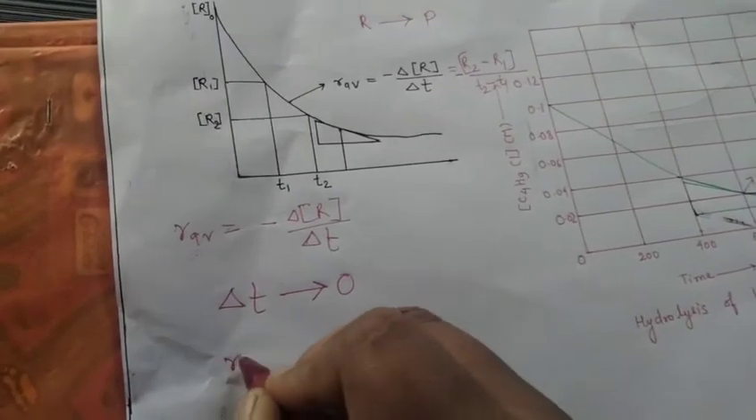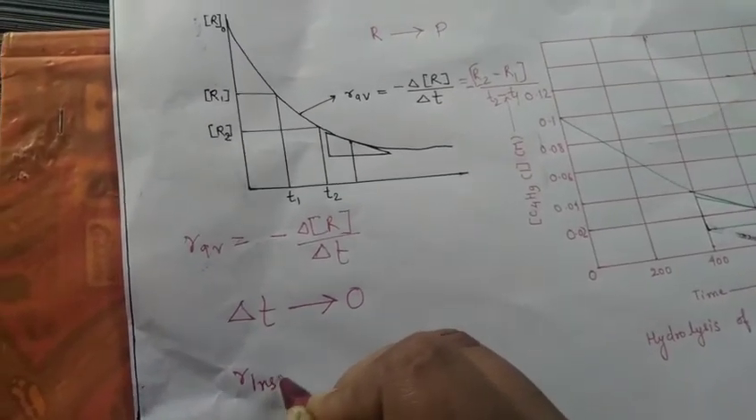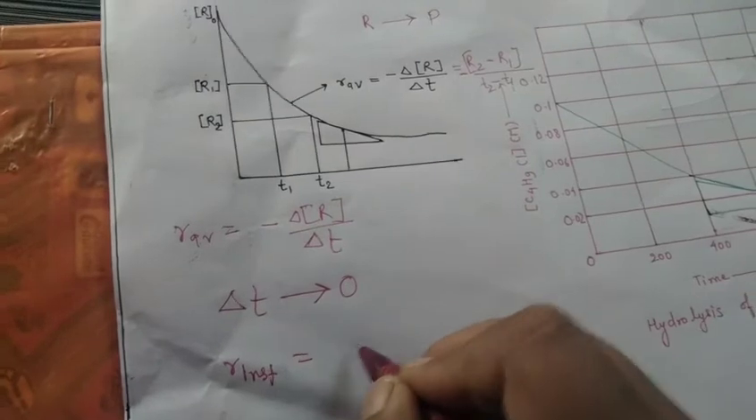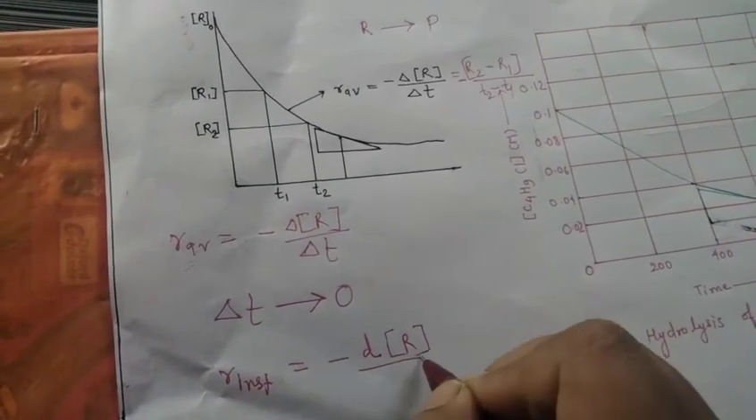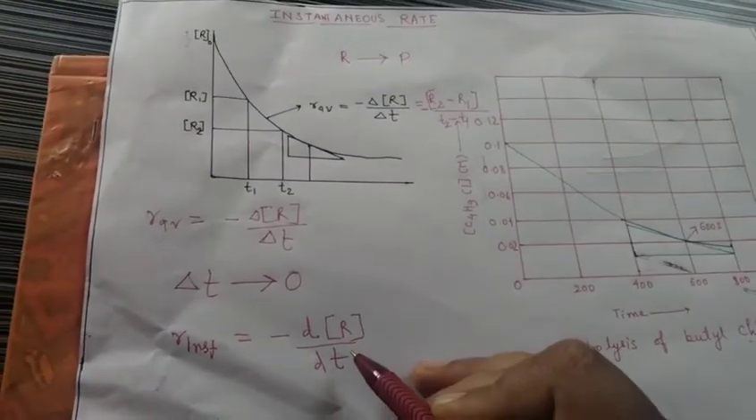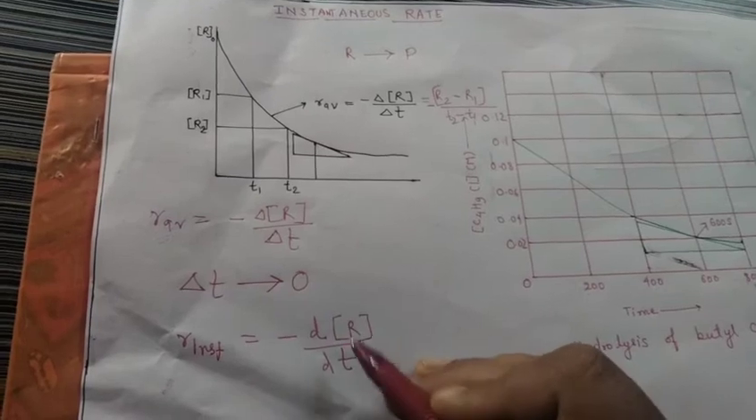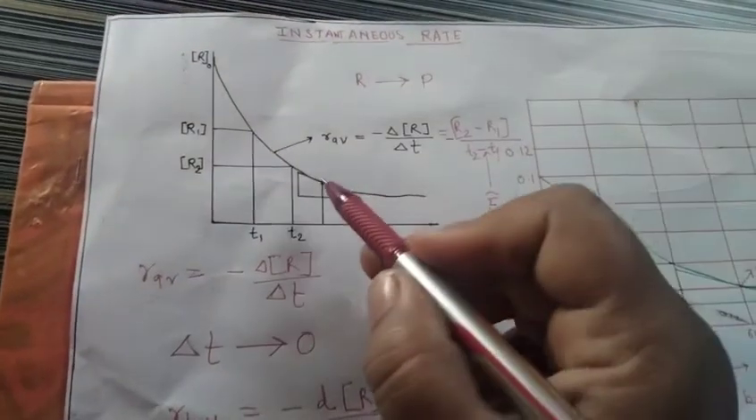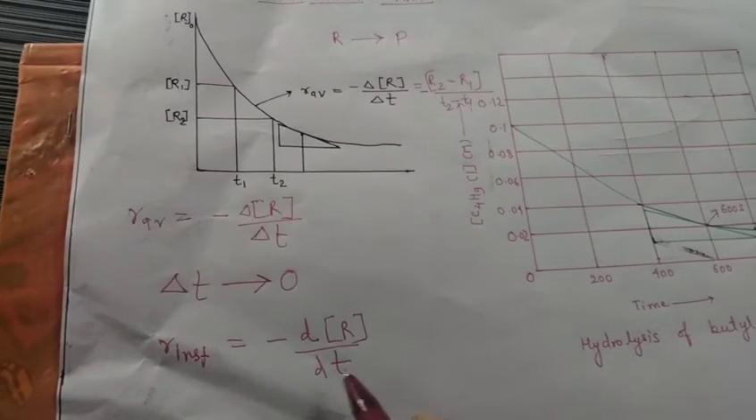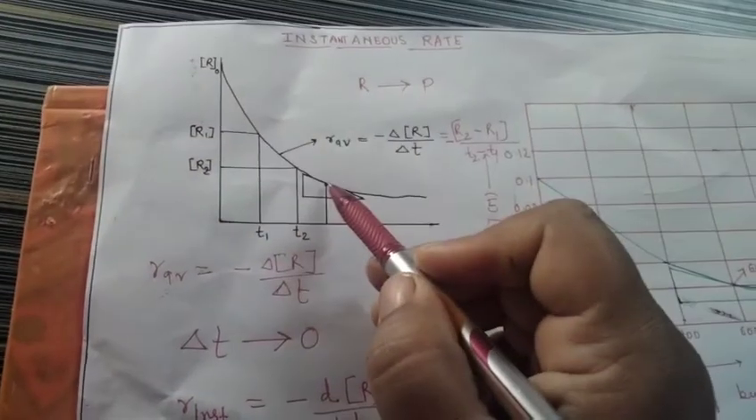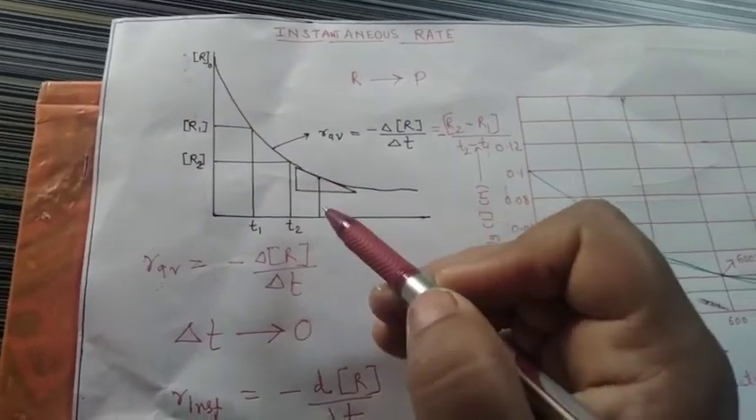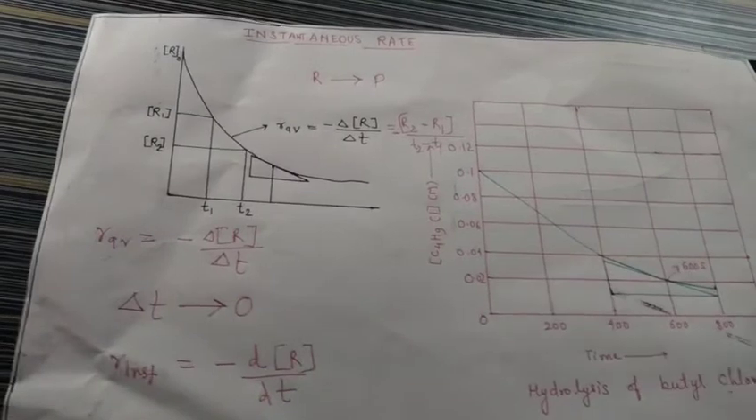So we will write R instantaneous equals minus small d R upon dt, like this. This will be our rate of reaction, to find out the rate of reaction for a particular moment. So this will be our formula. dt means a very small time, when there is no change in time, for a moment rate of reaction. So this we will understand with one example.